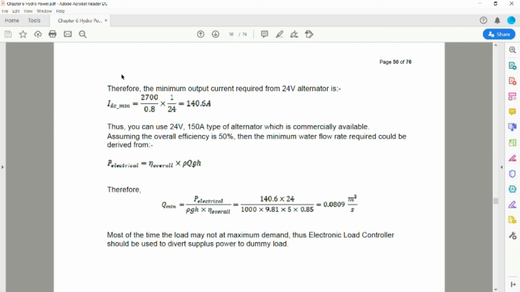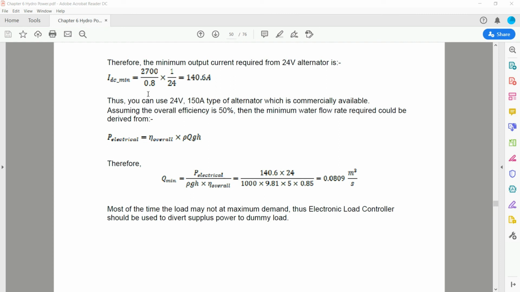So here is the solution. Therefore, the minimum output required from the 24V alternator is I DC, which is power divided by voltage. So 2700, don't forget you have power factor, so you divide by 0.8, multiply by 1/24, this is 24 volt. So power divided by power factor, divided by voltage. So you get 140.6 ampere.